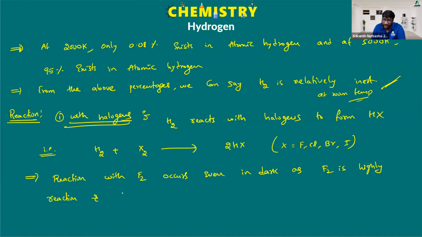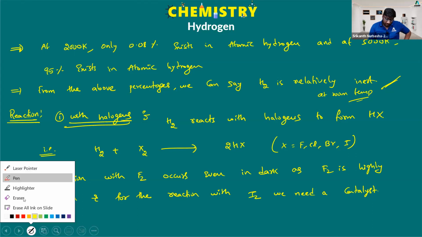And for the reaction with I2, we need a catalyst. Reactions with chlorine and bromine are moderate reactions, where the kinetics of such reactions can be easily studied. Fluorine reaction will happen even in the dark because of the high reactivity of F2. And for the reaction with iodine, we also need a catalyst.